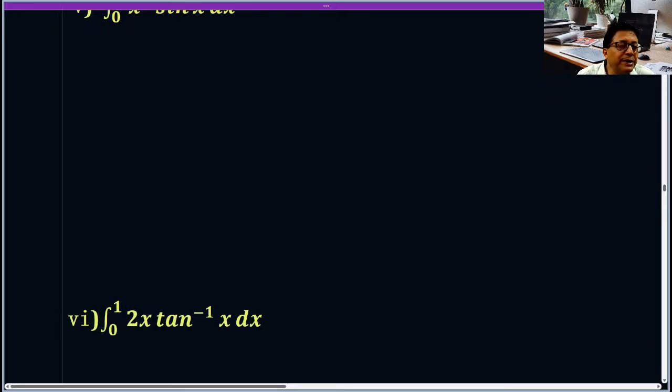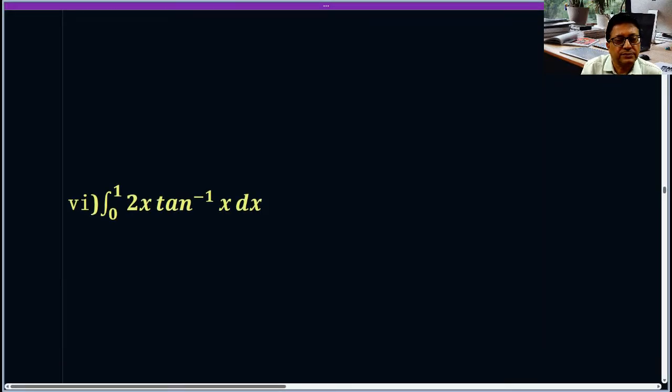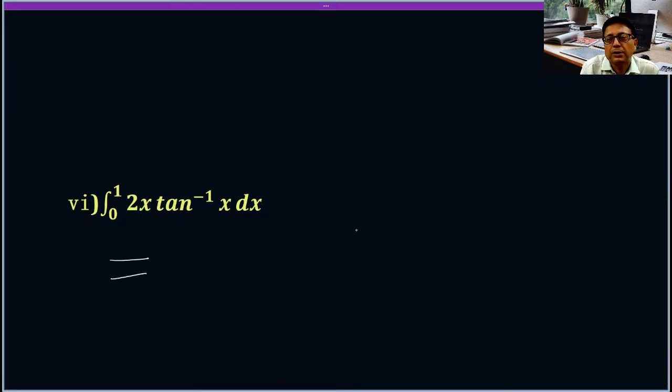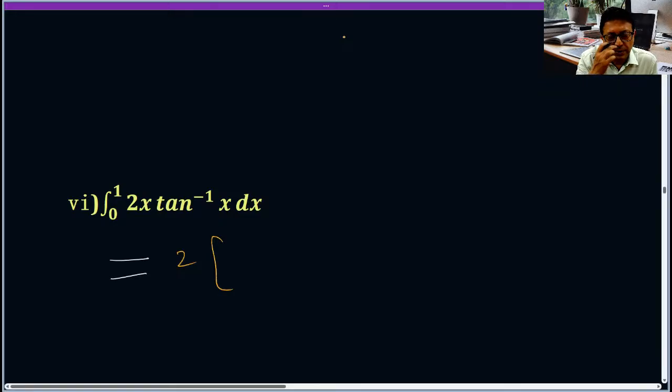How to do this one? Can you tell me? 2x tan inverse x, how to do? 2x into tan inverse x. Two is a constant, keep it outside. Then tan inverse x, integration of x is x square by 2. I am doing the indefinite part first. It may be problematic for you. Let me solve this part.